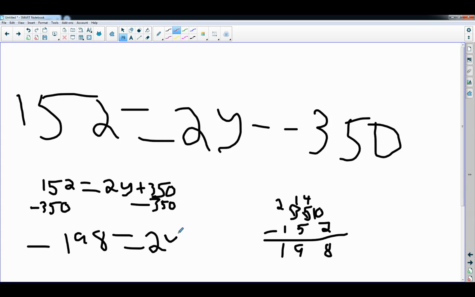equals 2y. Okay, and then divide by 2. And you'll get about 198 divided by 2. 100, -99. -99 will be your answer.